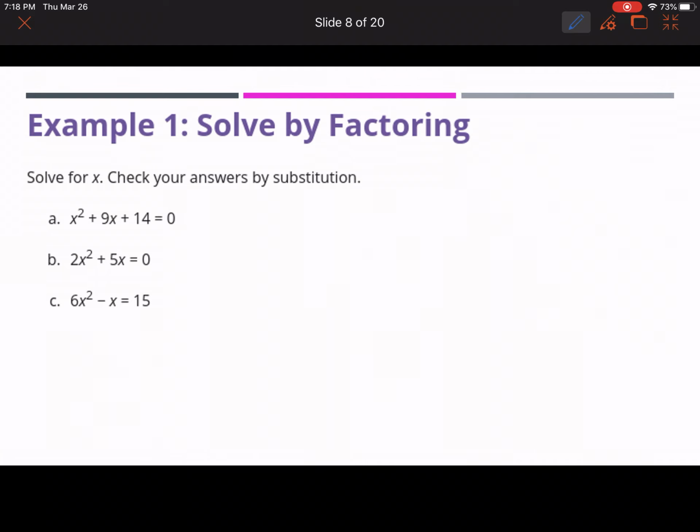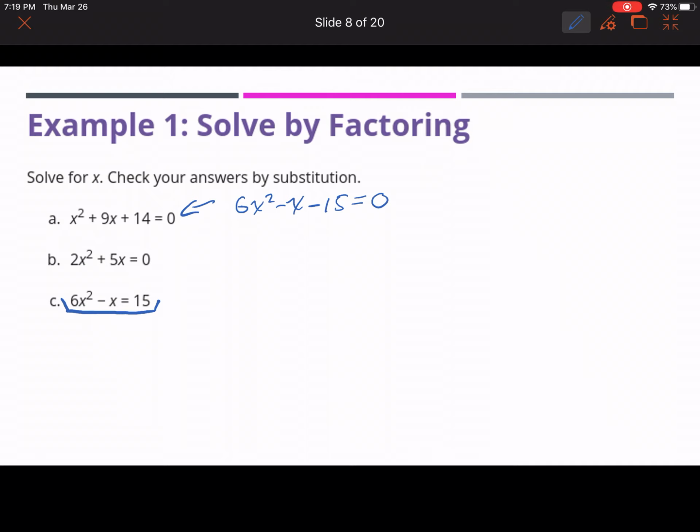C. C looks different again because we don't have a C term on the left-hand side, but we do have numbers on the right-hand side. Pause for a second and think about how you might tackle that. So what we need to do is put everything on one side and make it equal to 0. So that positive 15 jumps over the equal sign, becomes a negative 15. So it's moved over.